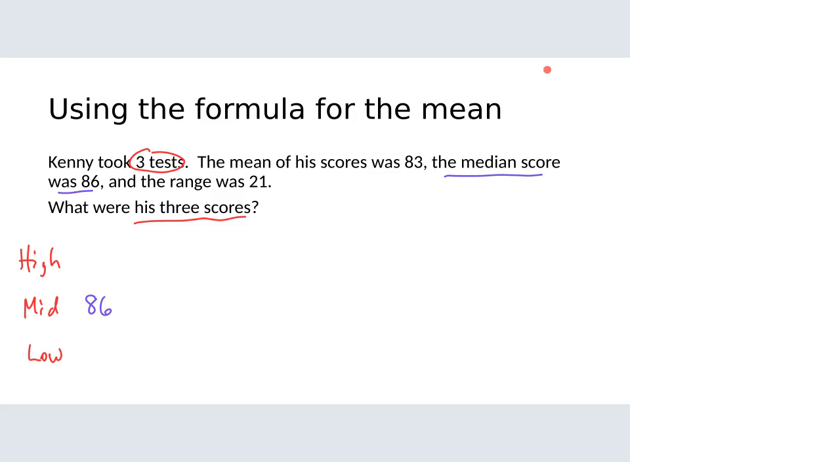And I'm told that the mean was 83. Well, here again, I know the mean and I know how many there are, so I can use the formula for the mean here. The mean was 83. I don't know what the sum of his exam scores were, but I know he took 3 of them, so I can find it. We're going to multiply both sides by 3. These cancel. And so the sum of his exam scores is whatever 3 times 83 is. 249.